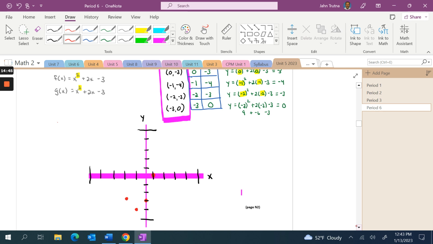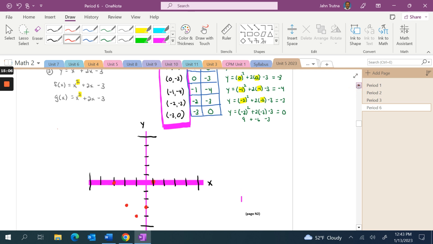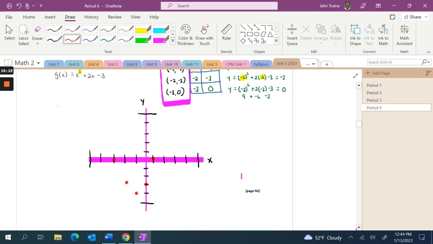And then my fifth point is -3, 0, which means I go left 3, and then I stop. I don't go up or down. So you can see, hopefully, that the 5 points that I plotted make the general form of the letter U. When you're doing these graphs and you plot the 5 points, if they don't make the general form of the letter U, that's telling you you did something drastically wrong.